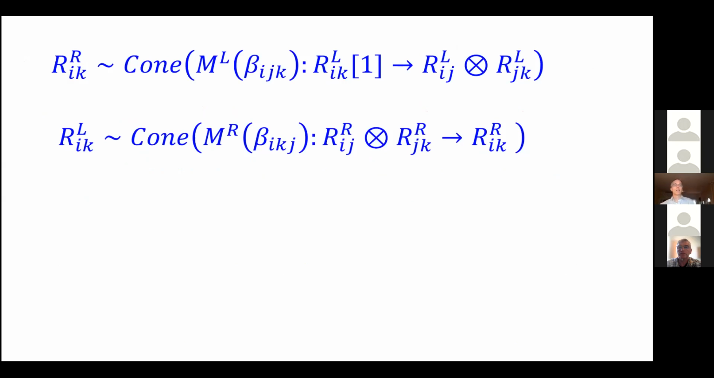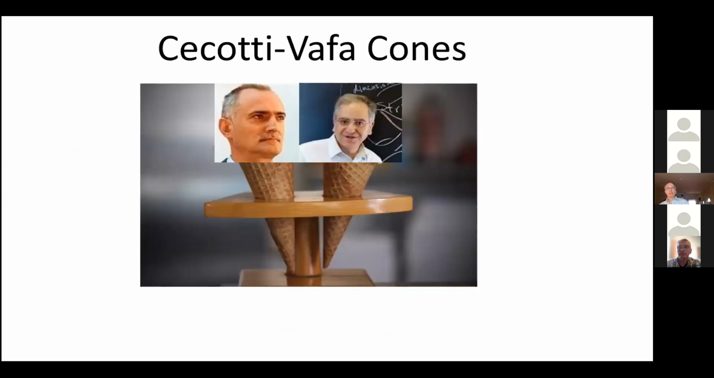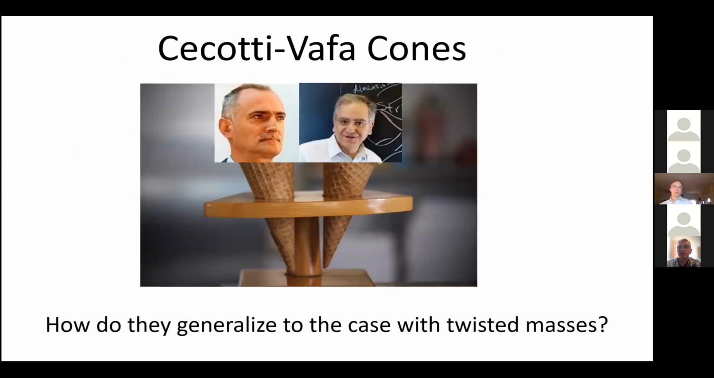So here again is the solution of the wall crossing, the categorical wall crossing formula. Of course, if I take Euler characteristics, then I immediately get the old Cecotti-Vafa wall crossing formula, rather trivially. So I like to call these Cecotti-Vafa cones. And the goal of the paper in progress with Ahsan is to generalize this to the case with twisted masses.